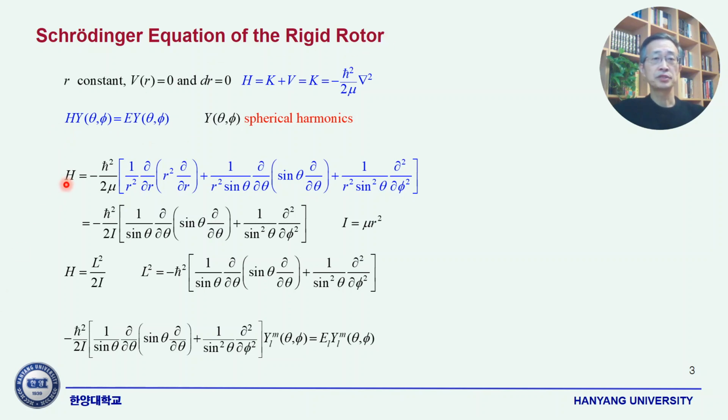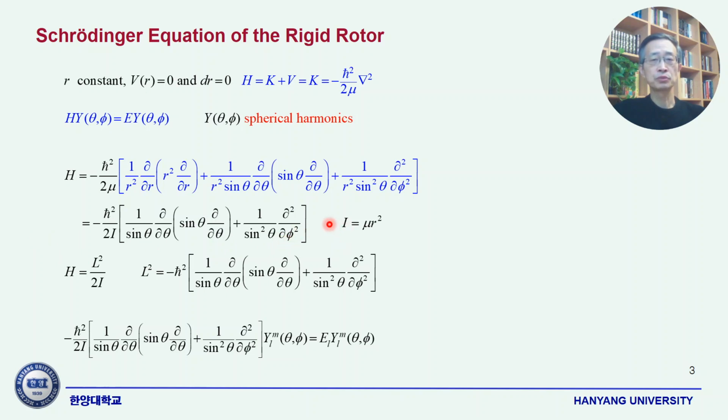So H is given here, minus h bar squared over 2 mu. This, the blue part, is the Laplacian operator. Now, dR equals 0, so we don't need this R part here. So we remove this R part, and we are left with only the theta and phi part. So this is the Hamiltonian.